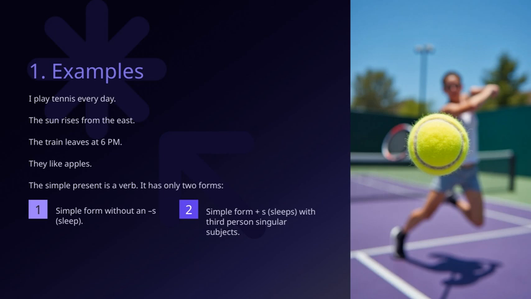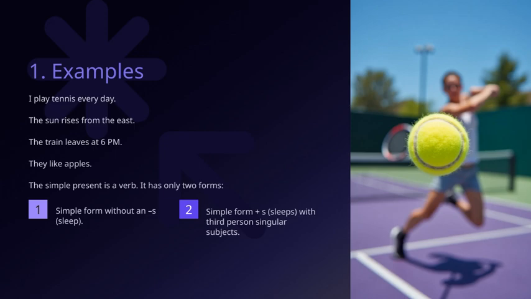On the other hand, for subjects like I, you, we, or they, we use the base form of the verb without adding an s, for instance: they sleep, or I play tennis every day. It's important to remember that the simple present is a verb tense with only two main forms, one with the s for third-person singular, and one without for all other subjects.